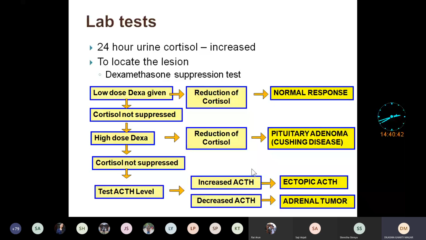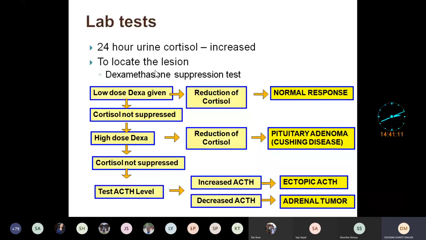So now we are talking about Cushing syndrome, isn't it? For the diagnosis of Cushing syndrome, we have to do the 24-hour urine cortisol. Whenever the cortisol level is increased in the 24-hour urine, it indicates that the person is suffering from Cushing syndrome. Now we want to locate the lesion, whether it is in the pituitary or the adrenal, or whether there is a paraneoplastic syndrome like ectopic ACTH secretion.